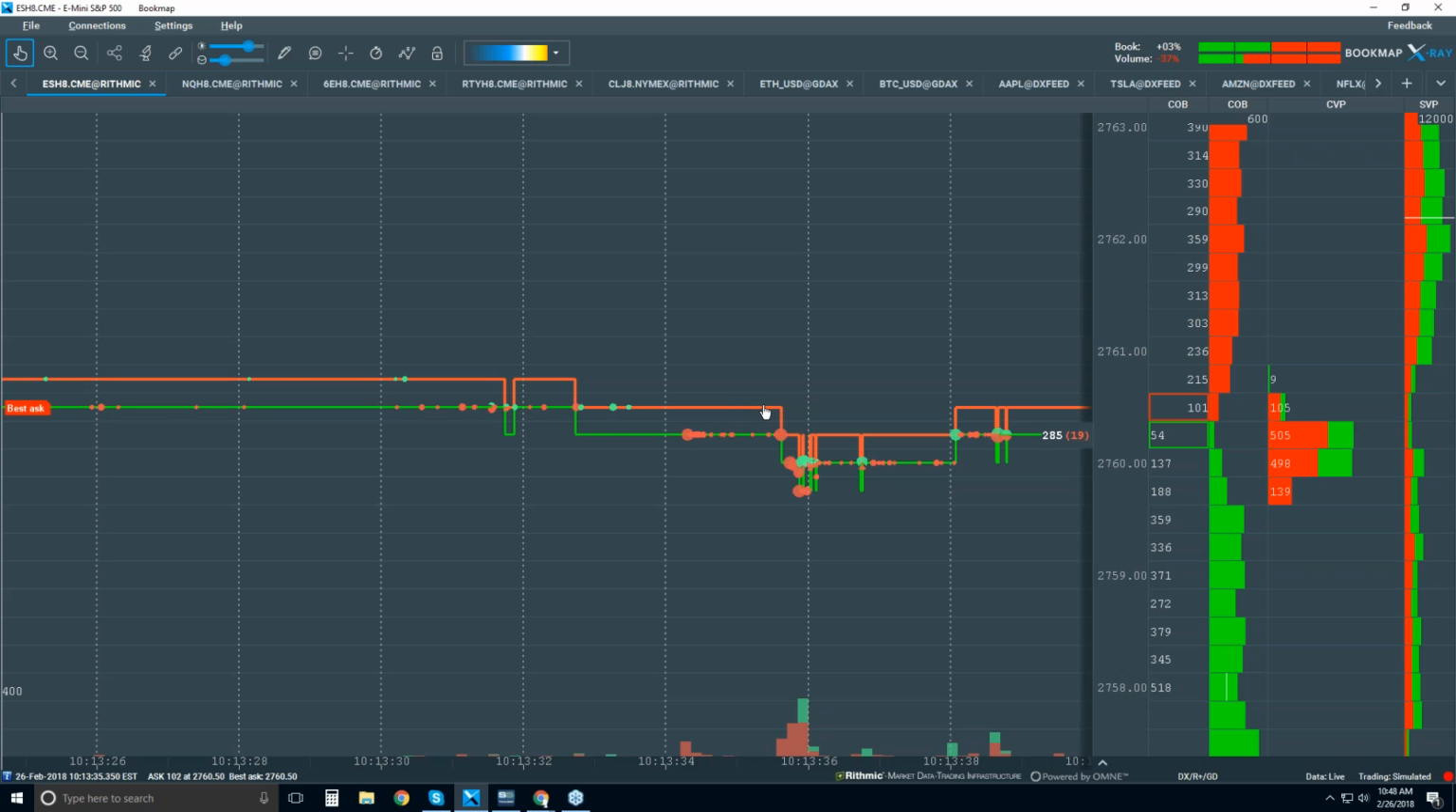Historical best offer is the red line, historical best bid is the green line. And then you see these dots. The dots are transactions on the historical best bid and offer. And for the transactions, the volume here, we use aggressor classification.